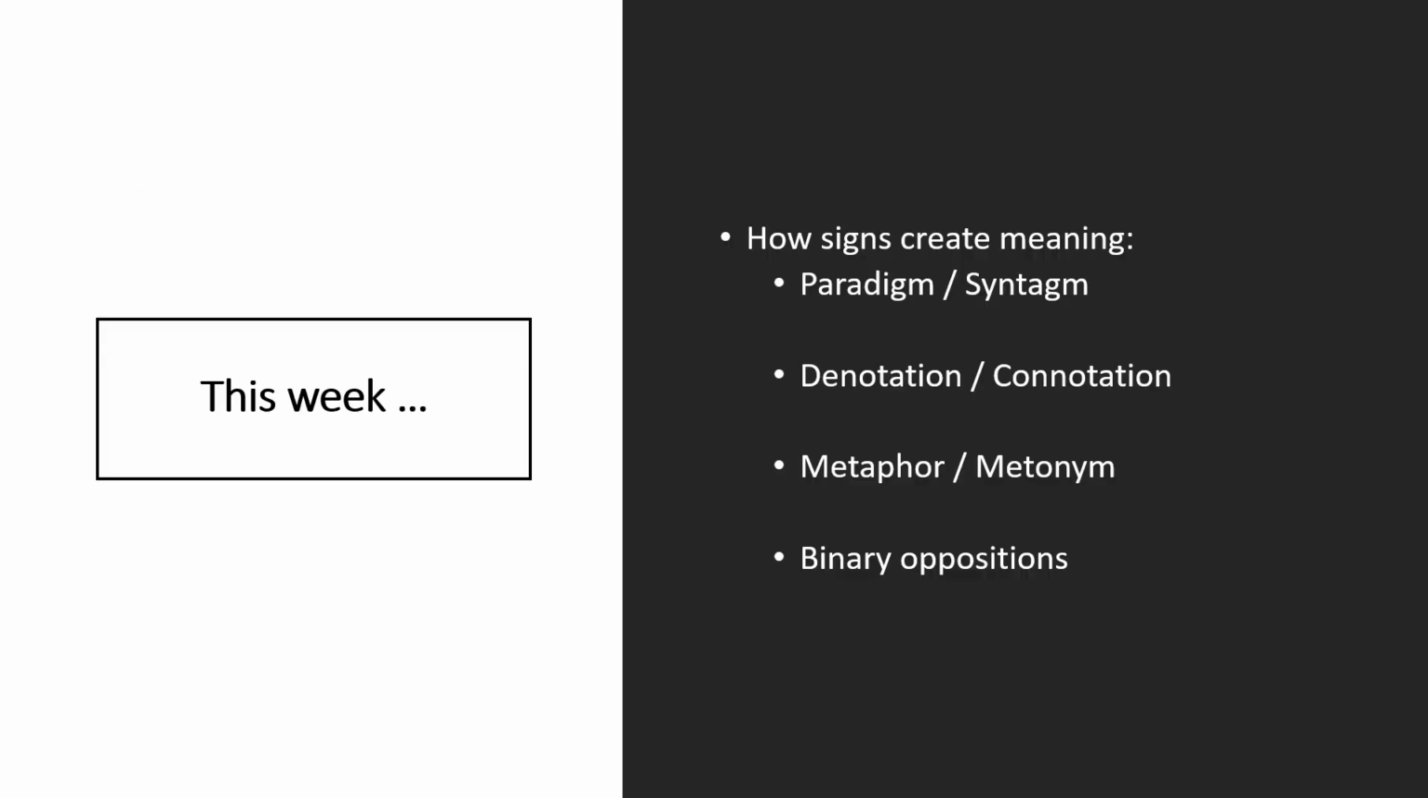This week, we're going to build on that difference between the signifier and the signified, and we're going to explore in more detail how signs create meaning. Over the course of this module, we're going to look at four different sets of concepts. We're going to begin by looking at syntagm and paradigm. We're going to discuss the difference between denotation and connotation. And from there, we're going to move into discussing metaphor and metonym, and finally, binary opposition.